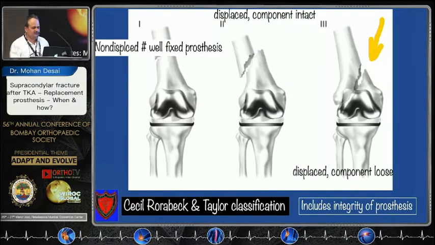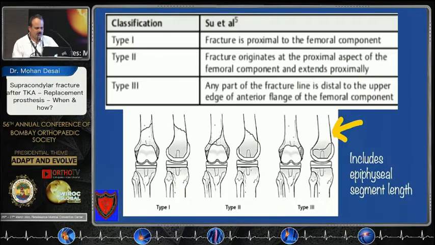After having discussed the fixation modalities, we'll just go briefly into the types. This is the Rorabeck classification. It includes the integrity of the prosthesis. That means type 1 is obviously non-displaced, type 2 is a displaced component, and type 3 is where you would consider a replacement option, where it is displaced and the component is loose.